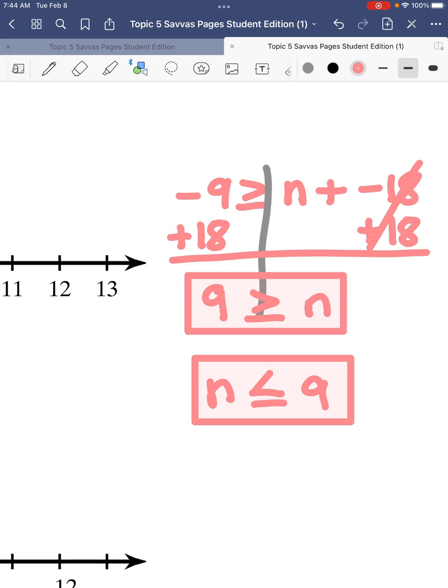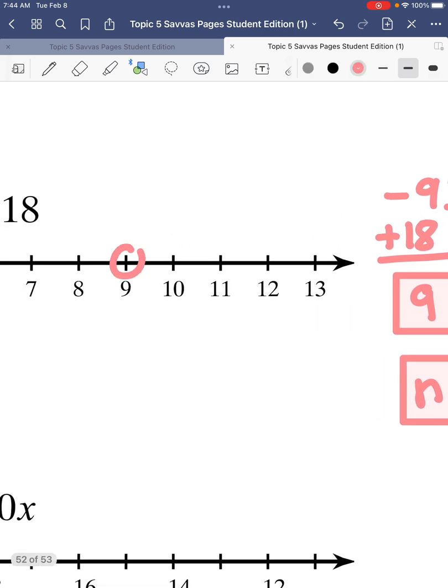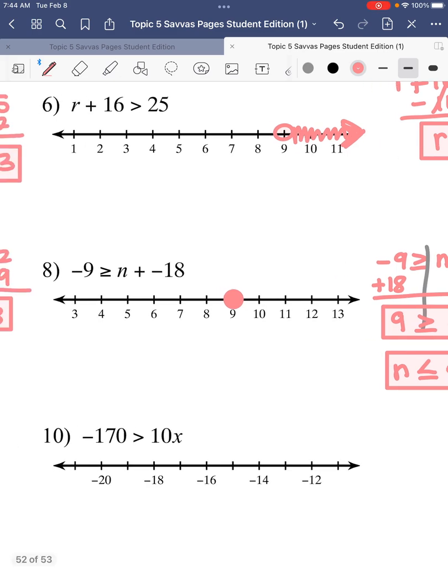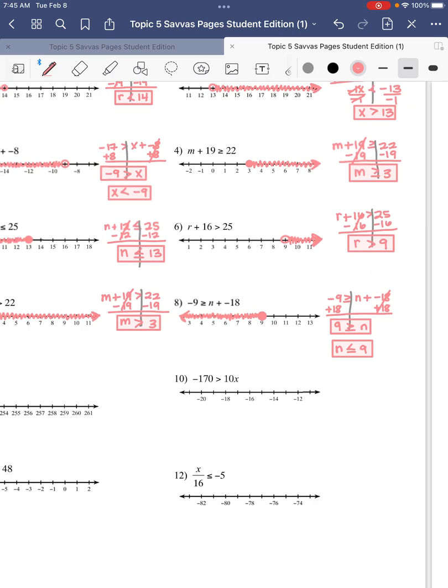So now we just need to graph it. I'm going to put a closed circle at 9, and I know it needs to be a closed circle because there's a line underneath my inequality symbol. So a closed circle at 9, there's my circle. I'm going to fill it in. And now n was less than or equal to 9, so I need to shade all the numbers that are smaller than that. So I'm shading towards 3. And I include my arrow to show that it keeps on going.